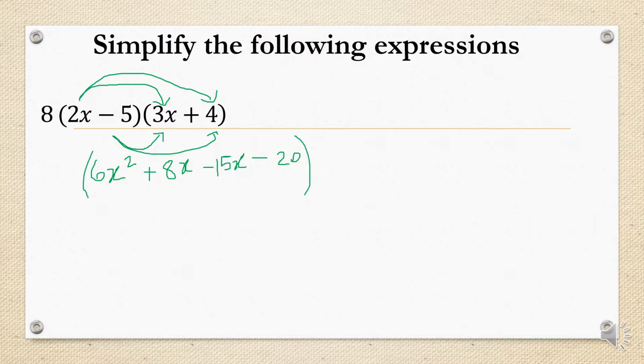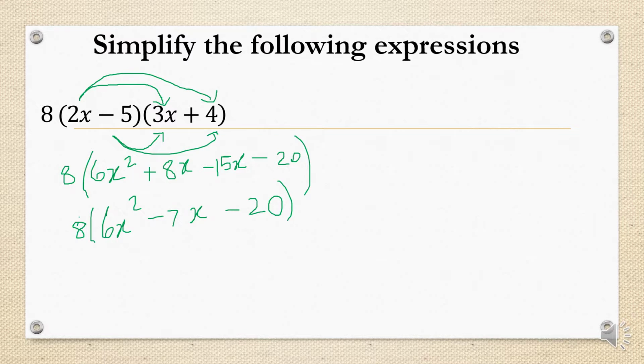So again, we have this in brackets. We are going to simplify this before we multiply our 8 by it. Okay? So we have our term in x squared, 6x squared. Alright? Now we have to work out our terms in x. So the question is, we have 8x minus 15x will give us a total of minus 7x, and then we have minus 20, close brackets. Now we are going to multiply the 8 to each term in the bracket. Yes, that's what we learned before.